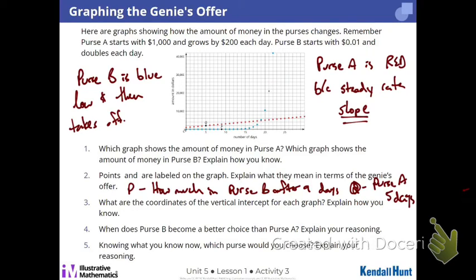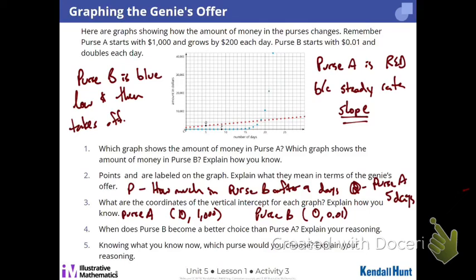Who can tell me the vertical intercept for purse A? Elsa? What is it? Yeah, so I might say the coordinates are 0, 1,000. And how do you know the vertical intercept for purse A is 1,000? In context, how much money was in purse A? $1,000 to start, right? And then purse B, who can tell me the intercept for purse B? JP? 1 cent. Yeah, so 1 cent. And how do you know that? It started with a penny in the bag, right?